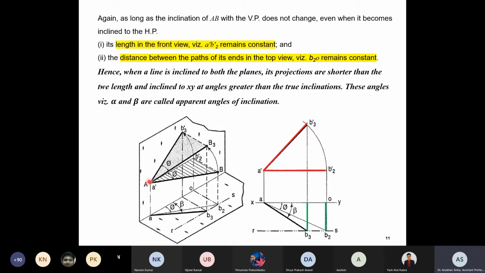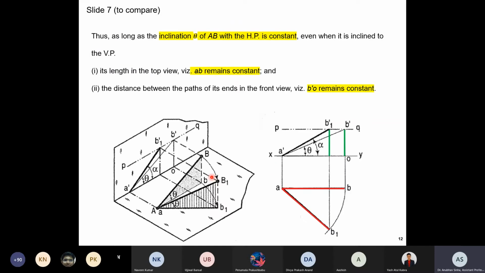This is for a line which is inclined to the vertical plane, and I am changing it to be inclined to the horizontal plane also. This is the line which is initially parallel to the vertical plane. This is parallel to the horizontal plane and this is parallel to the vertical plane. This is how we draw the projection.